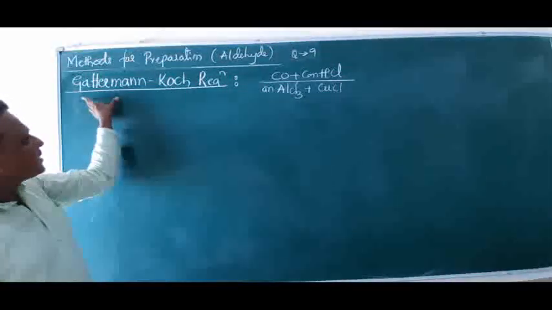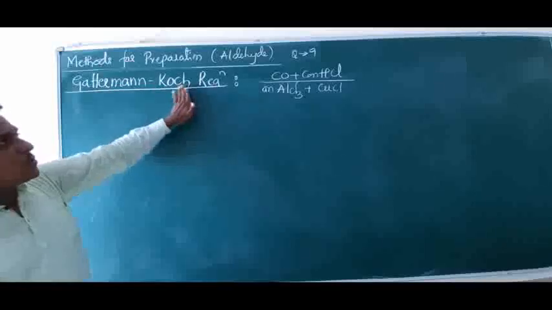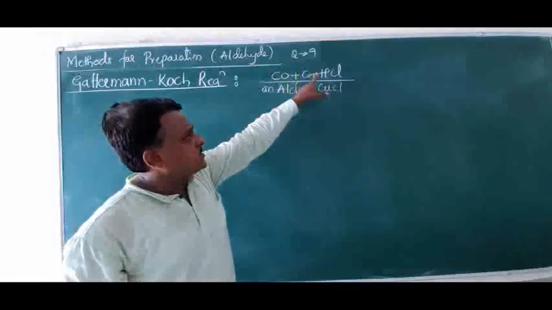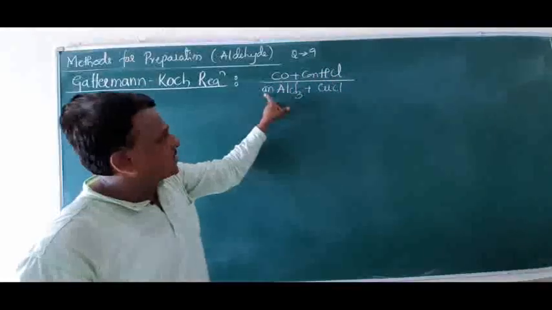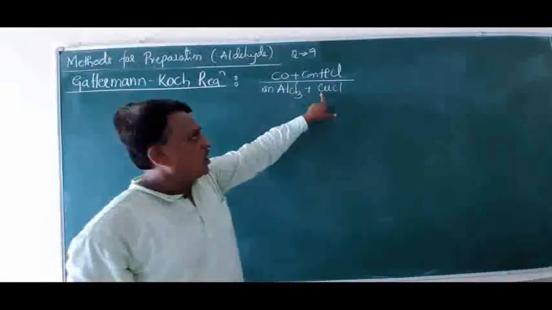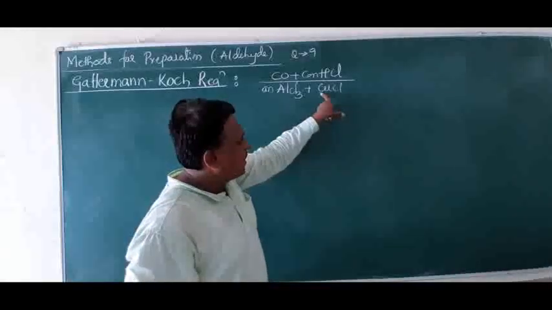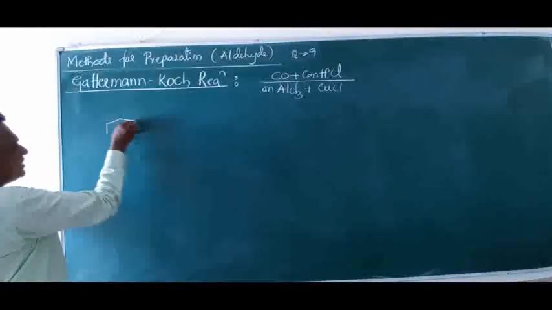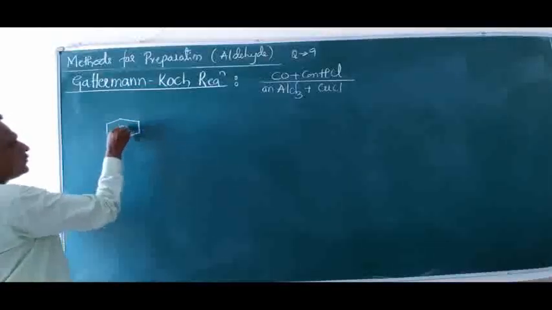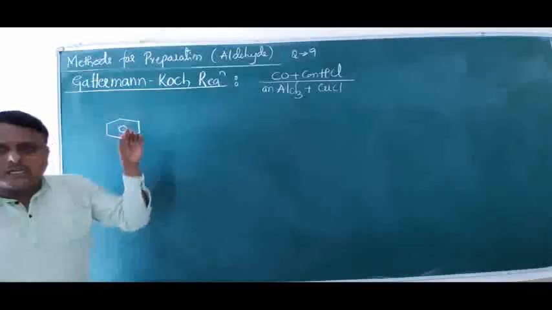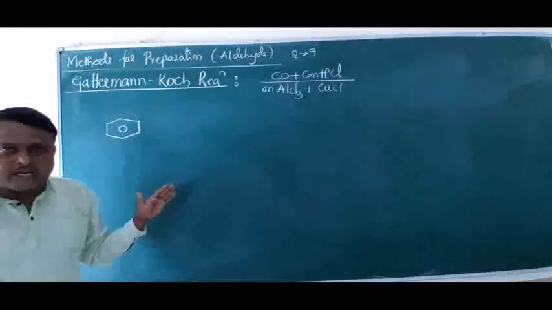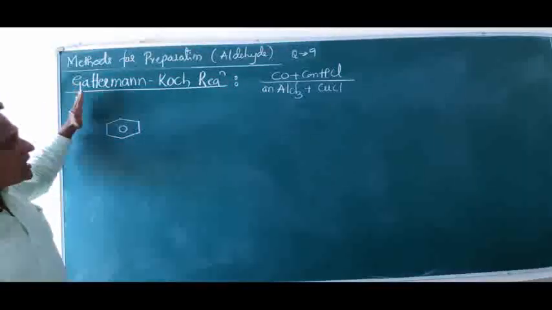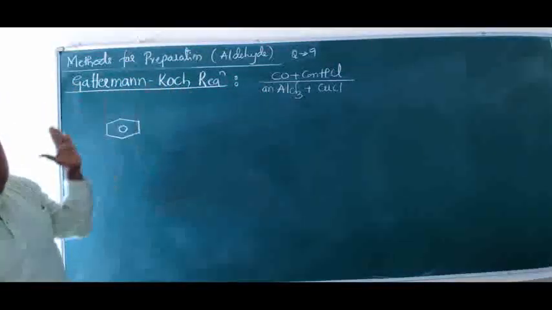Now carefully remember the Gattermann-Koch reaction. The reagents for this reaction are carbon monoxide in the presence of concentrated HCl, with the catalyst anhydrous aluminum chloride with cuprous chloride. Keep in your mind, cuprous chloride. This Gattermann-Koch reaction is helpful for the preparation of aromatic aldehydes, for example benzaldehyde or some substituted benzaldehydes, which we can easily prepare by the Gattermann-Koch reaction.